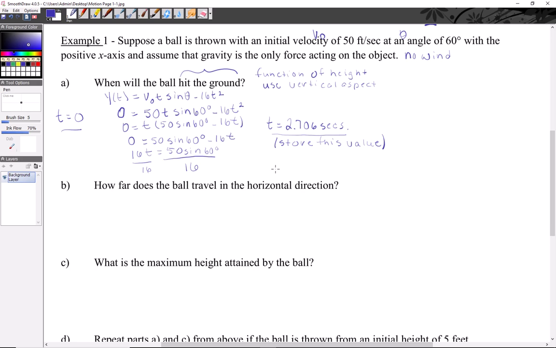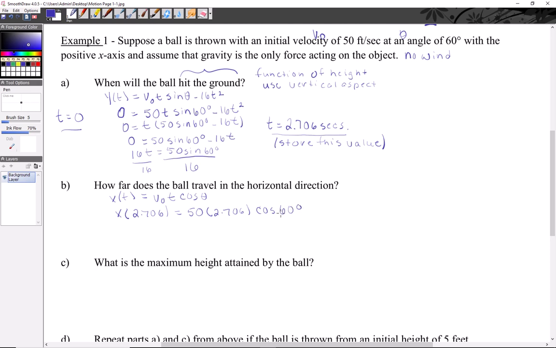All right, so how far does the ball travel in the horizontal distance? Well, we know the total time of the flight, so we can just go ahead and, since it's in the horizontal direction, we'll use the horizontal aspect. So x of t equals v naught t cosine theta, and we can just plug in values that we want. So this will be x evaluated at 2.706, or your stored value, equals 50 times 2.706 cosine 60 degrees.